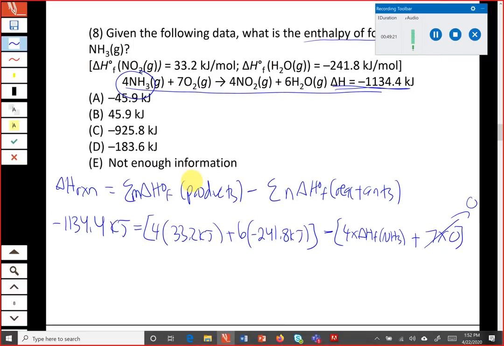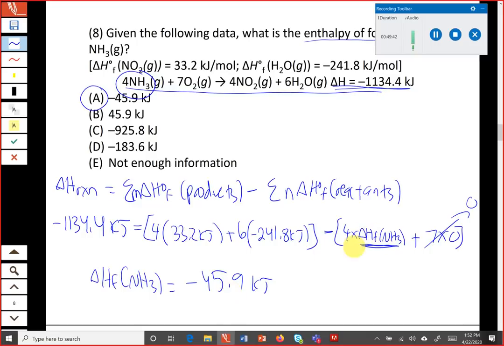Alright, and so all that leaves us with is this unknown here, delta H of formation for NH3. We just do a little bit of algebra to solve for it, and what we end up with is minus 45.9 kilojoules.